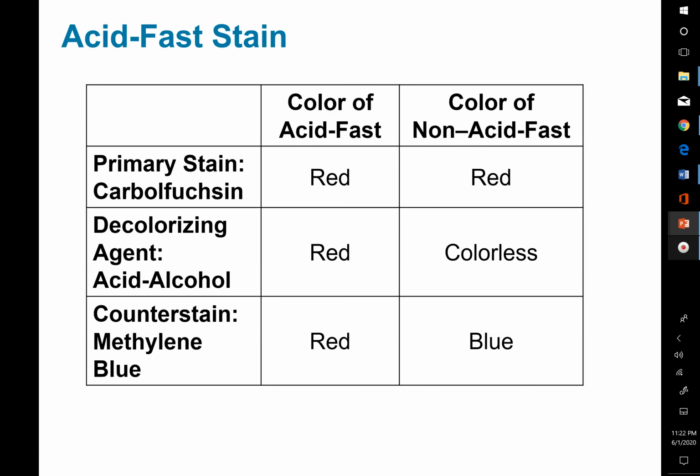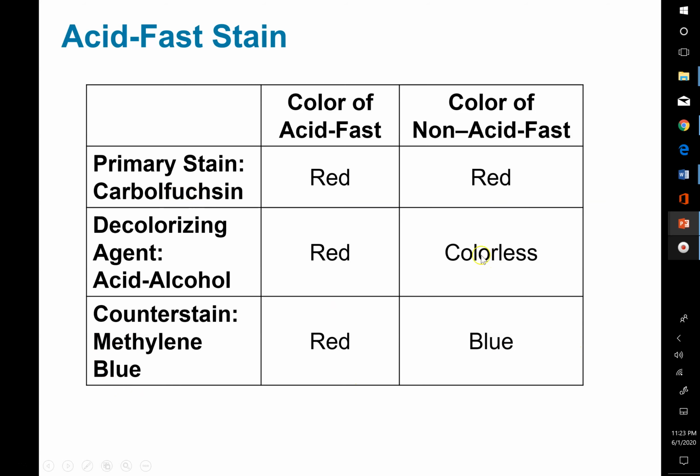So you can see the steps here. Primary stain's carbolfuchsin. It's a red fuchsia color, really, but the book likes to just say red, but it's much more of a fuchsia pink color. All cells would stain that color initially, but again, the critical step is the decolorizing step. Now, non-acid fast bacteria will decolorize and become colorless. Acid fast bacteria will not decolorize. They will keep that primary carbolfuchsin color.